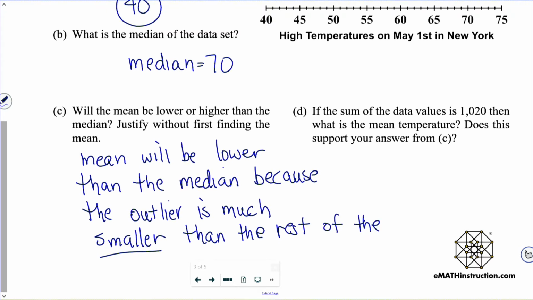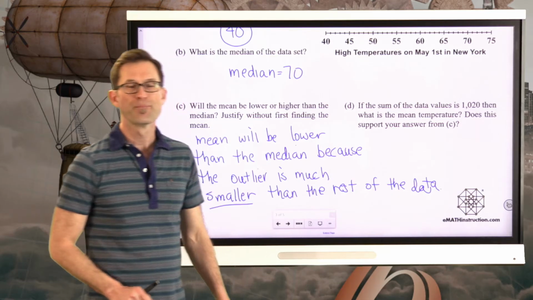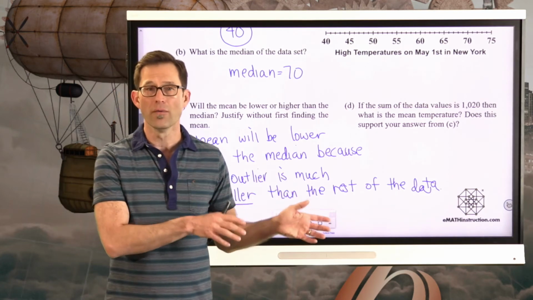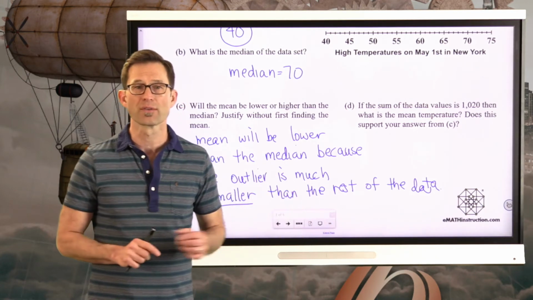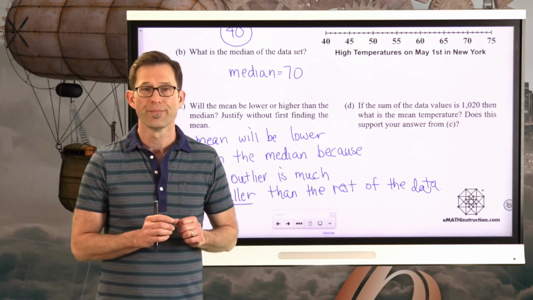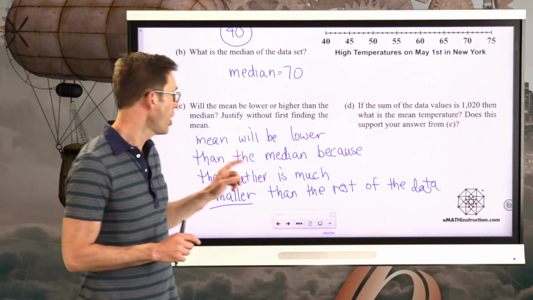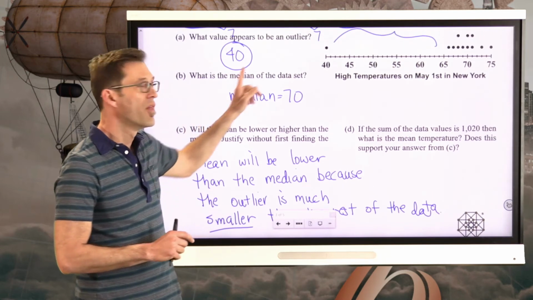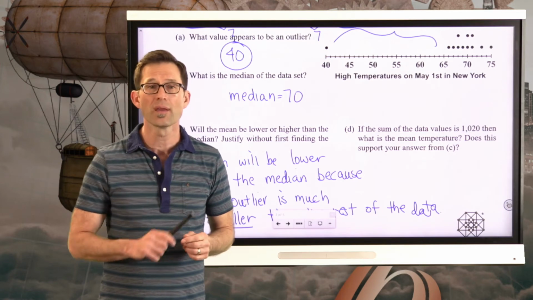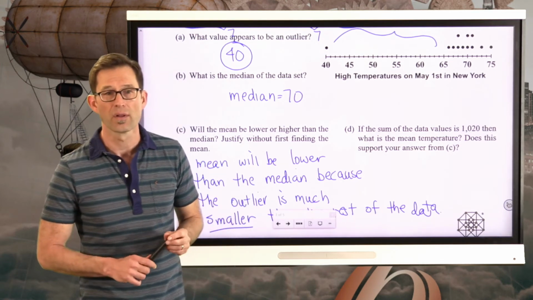I'm going to take up some room from my other problem. That's okay. We'll find the space. Whenever the outlier is far above the rest of the data, like we saw in exercise 1, the mean tends to be higher than the median. When the outlier is much smaller than the rest of the data, then the mean tends to be much lower than the median. But you don't have to take my word for it. Let's actually calculate the mean.